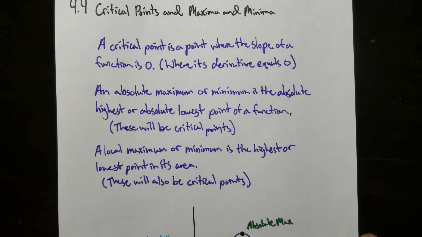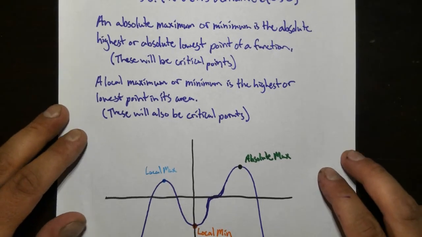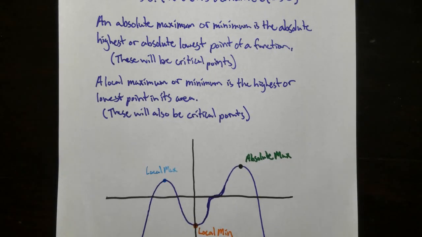So the absolute maximum or minimum is the highest point or the absolute lowest point of a function. If there's a point where it goes higher or lower than that, it's not an absolute. A local maximum or minimum is the highest or lowest point in its area. These are going to be critical points as well. So a function can have many local maxes and mins. It can have multiple maxes or mins. That's what I'm trying to say.